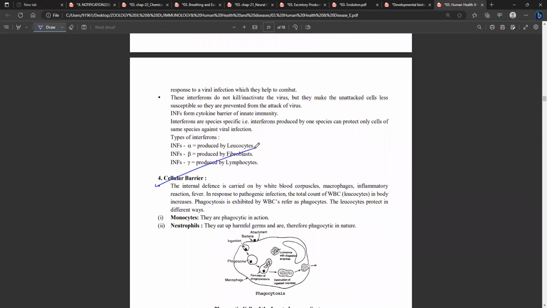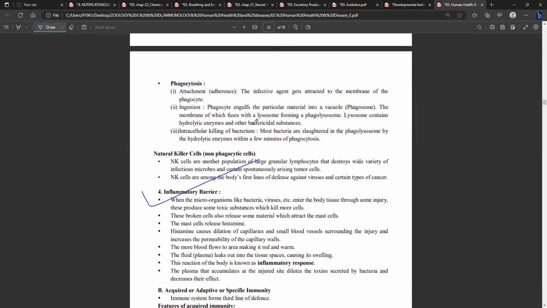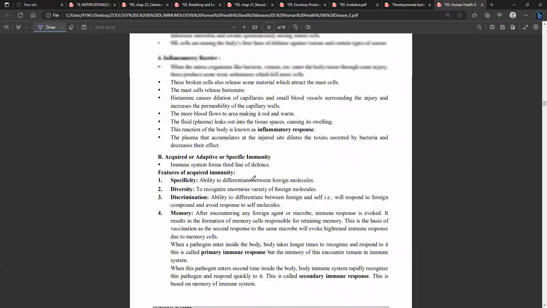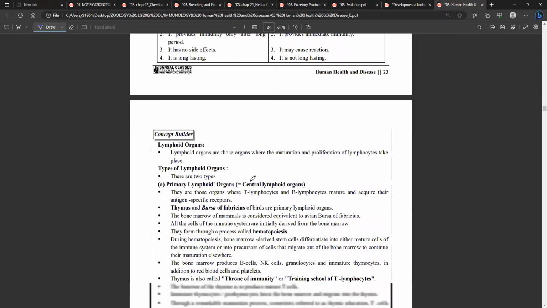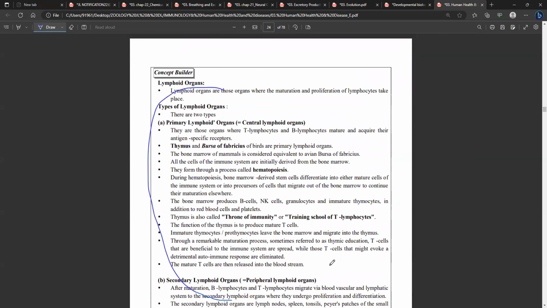Physical barrier, cellular barrier, physiological barrier, inflammatory barrier, which are specifically mentioned in the syllabus. Then what do we have to read? We have to read what is specifically mentioned in the syllabus: primary lymphoid organ, secondary lymphoid organ. At the same time, you should also focus majorly.